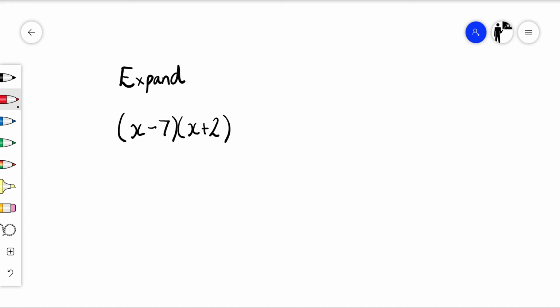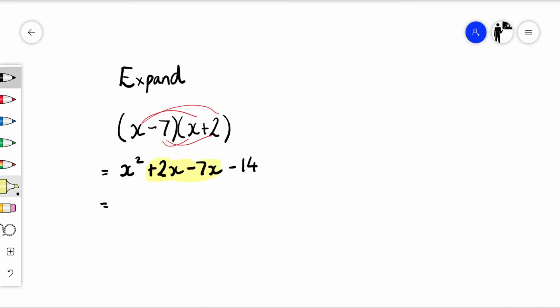So let's imagine we were asked to expand (x - 7)(x + 2). So x times x is x squared. X times plus 2 is plus 2x. Minus 7 times x is minus 7x. And minus 7 times plus 2 is minus 14. And then we would collect like terms in the middle here, and we would get x squared minus 5x minus 14. Okay, so that would be our answer for this problem.